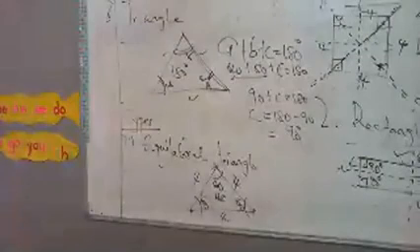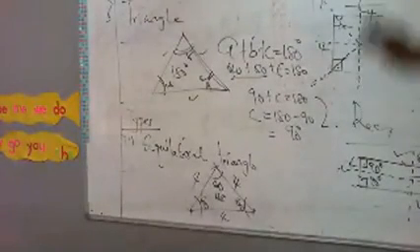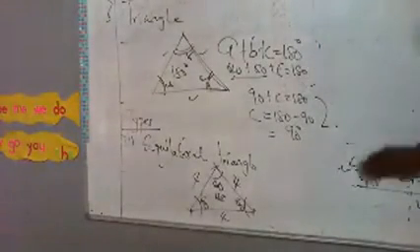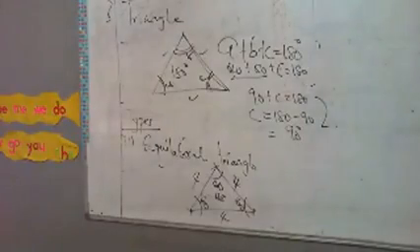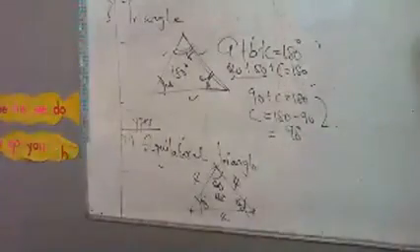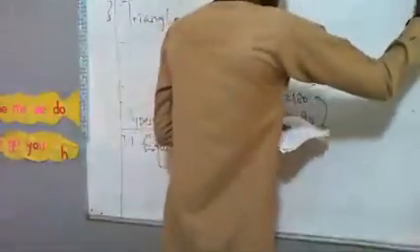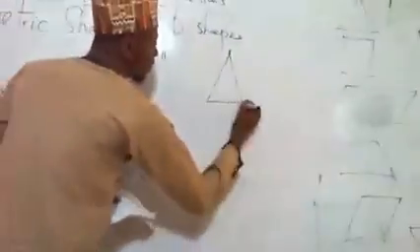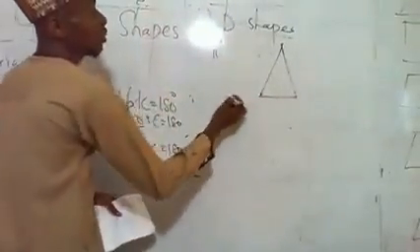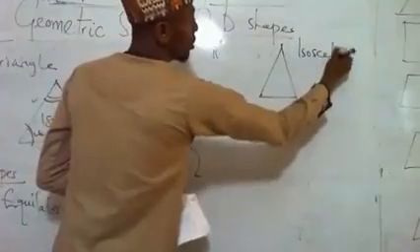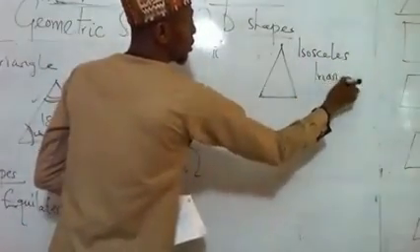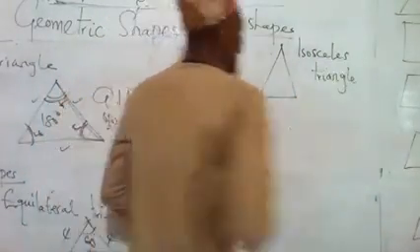The first triangle I mentioned is what? Equilateral triangle. While the second one is isosceles triangle. What do I call it? Isosceles triangle, based on the lines and angles. This is an isosceles triangle. It's another type of triangle.